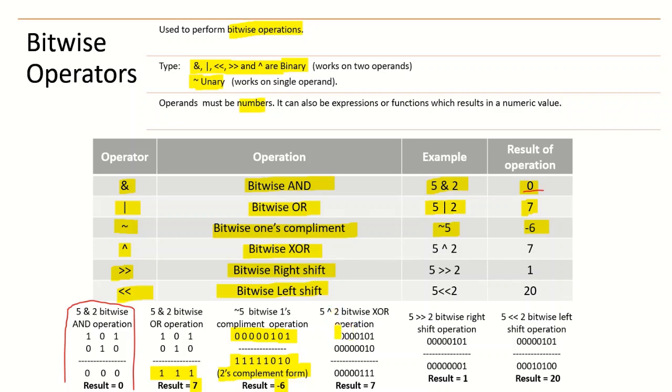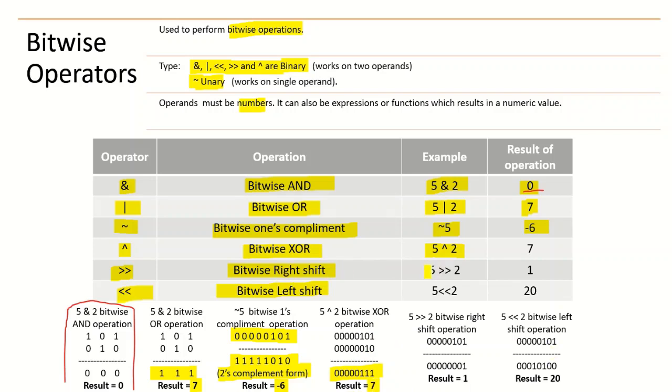Next is the bitwise XOR operation. 5 XOR 2. So it is performing the bitwise XOR operation. 1 XOR 0 is 1, 0 XOR 1 is 1, 1 XOR 0 is 1, and in the case 0 XOR 0 equal to 0, and so the result is equal to 7.